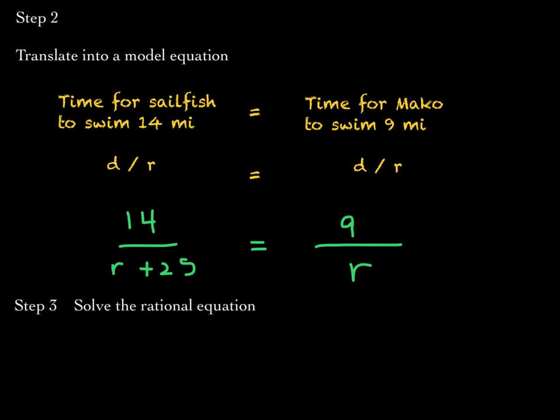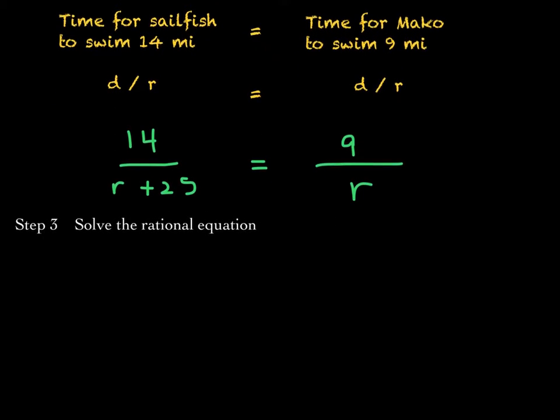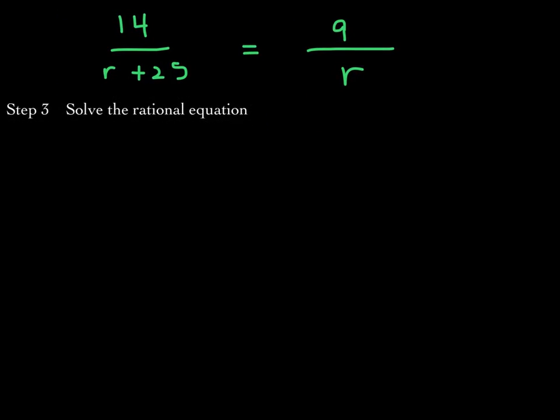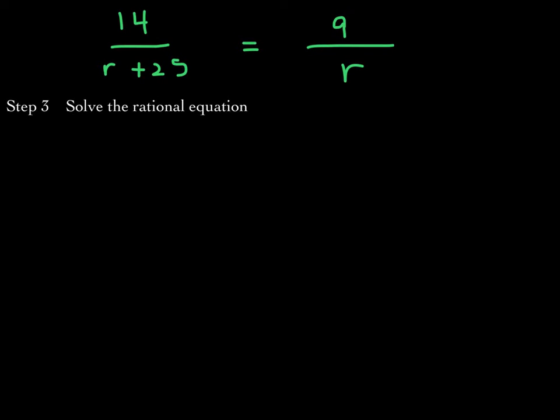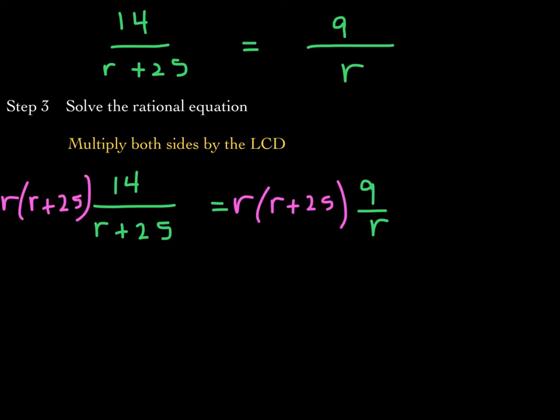Now step 3 is to solve this rational equation. In order to solve this rational equation, all we have to do is multiply both sides by the LCD. The LCD is r times r plus 25, so that's what we're multiplying both sides by. Notice that this r and this r cancel, and r plus 25 and r plus 25 cancel, leaving you with 14r is equal to 9 times r plus 25.